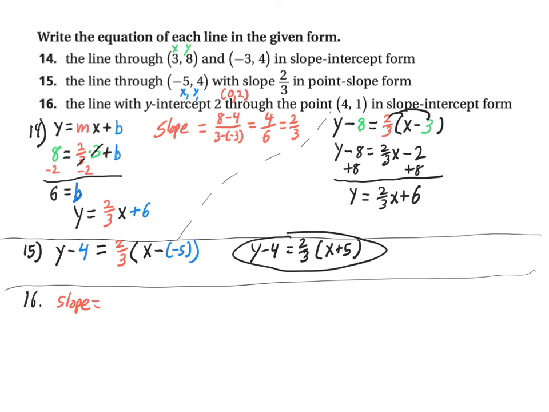And so change of y will be 2 minus 1. Change of x would be 0 minus 4. That would equal 1 over -4, or -1/4. So now that I know the slope, we can write it in the slope-intercept form. So y equals the slope times x plus the y-intercept.